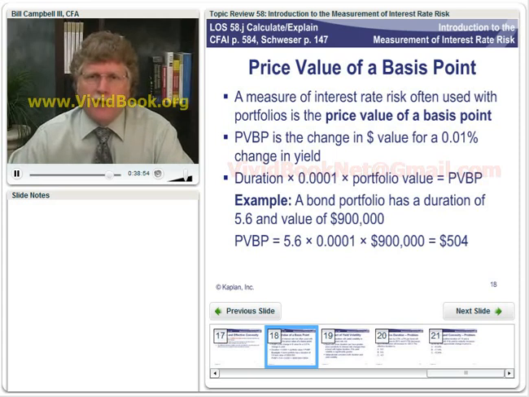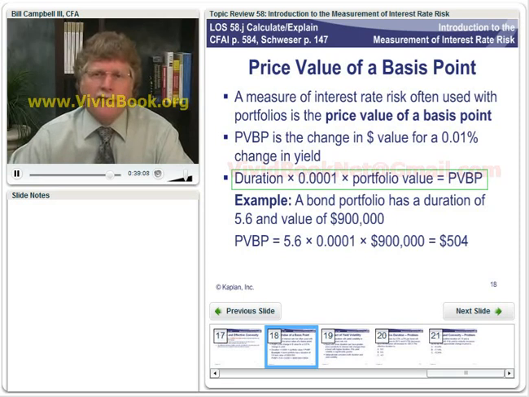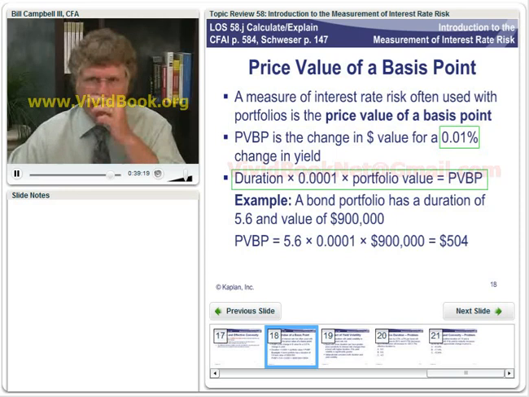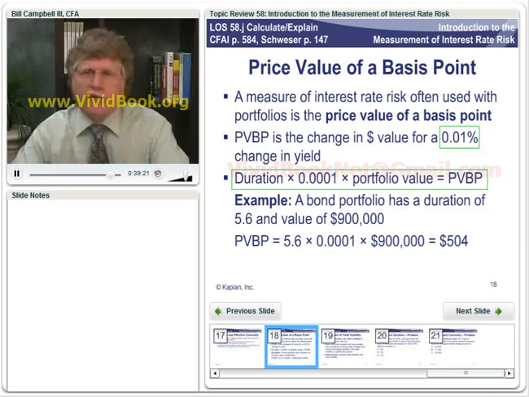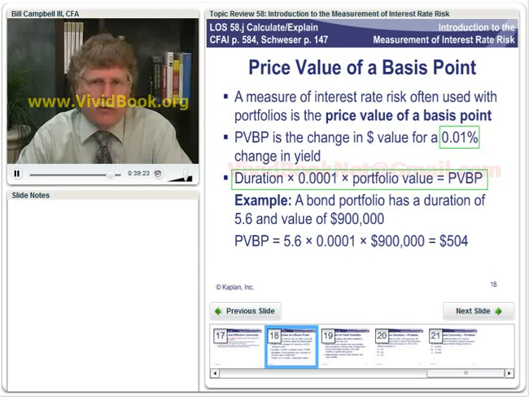It's very straightforward. You take duration times portfolio value times 0.0001. The 0.0001, that is our 1 basis point, our 0.01%. So we take duration times 1 basis point times the portfolio value. That gives us the dollar change in our portfolio.